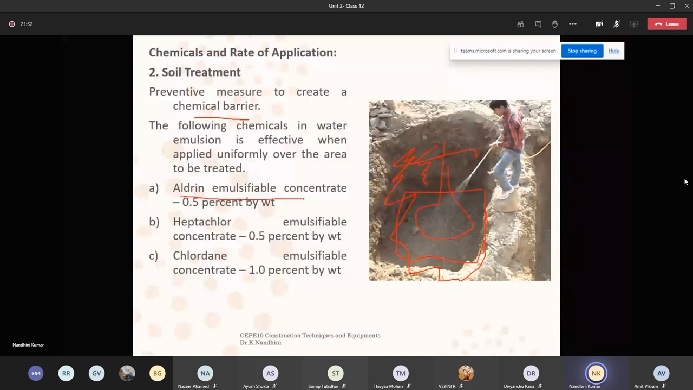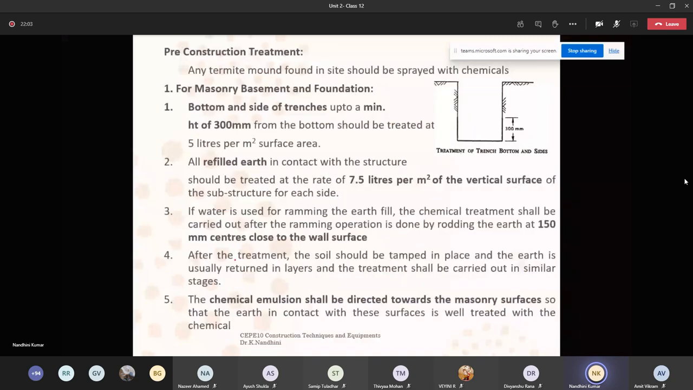Aldrin emulsifiable concentration is 0.5 percent. Heptachlor is the same, 0.5 percent. Chlordane is 1 percent by weight of water. If you are taking 1 liter of water, then consider you have to take only 0.1 percent of that chemical.